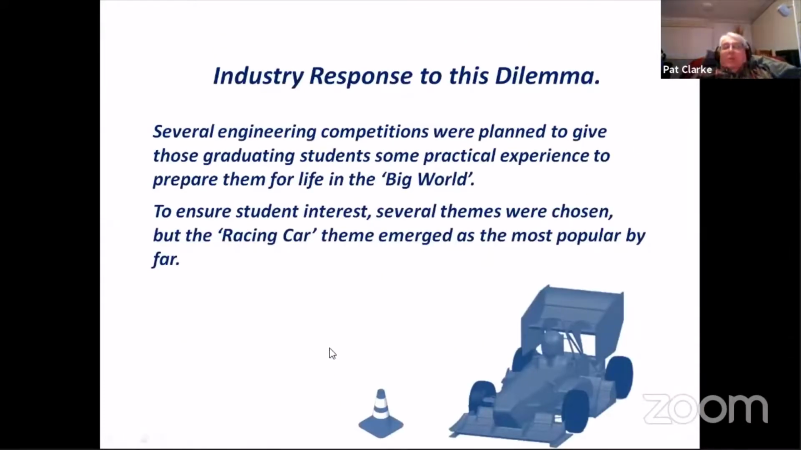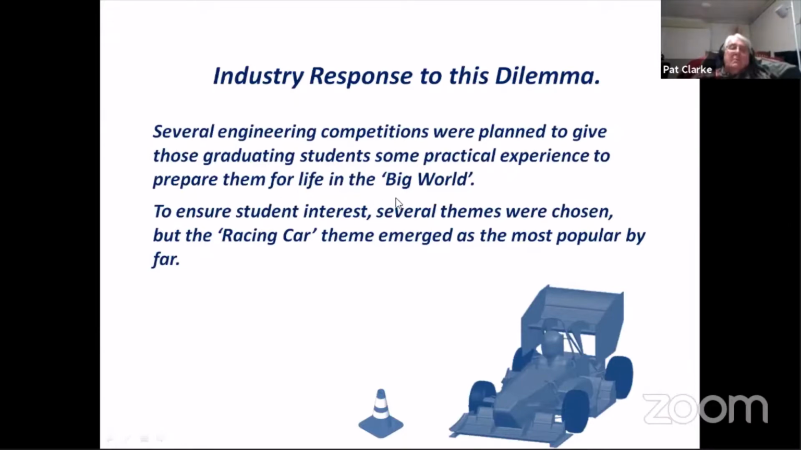Several engineering competitions were planned to try and give these graduating students some practical experience to prepare them for life in the big world, like life in industry, excuse me. To ensure student interest, several themes were chosen. They've got an aircraft competition. They've got a clean snowmobile competition. They've got several competitions. But the competition with the race car theme is what emerged as the most popular by far.